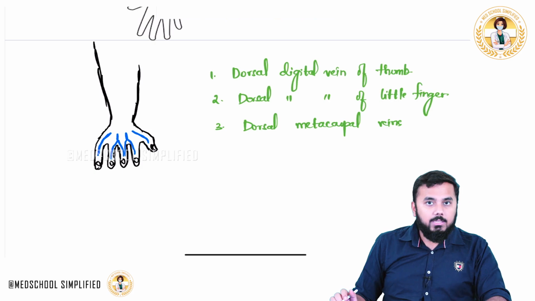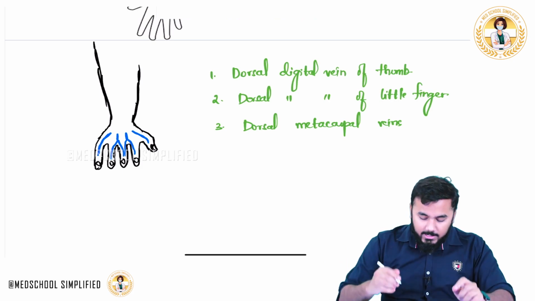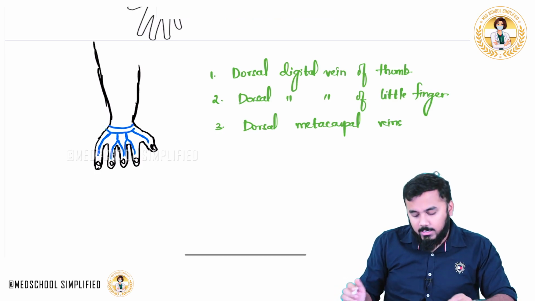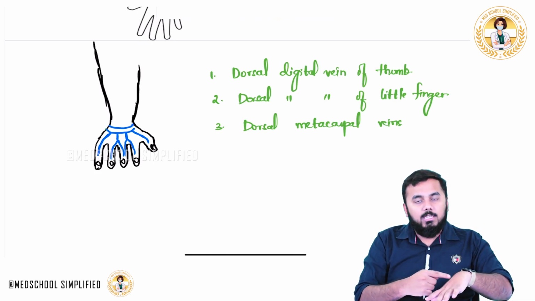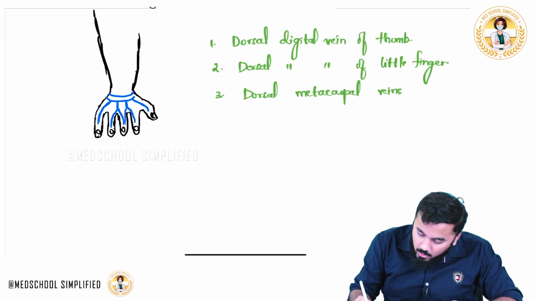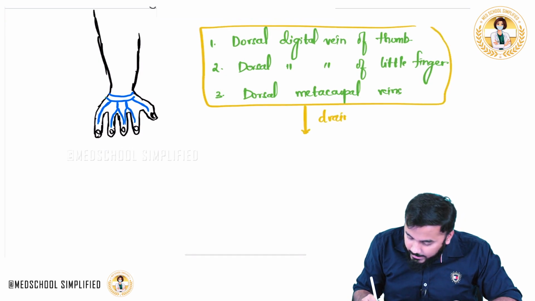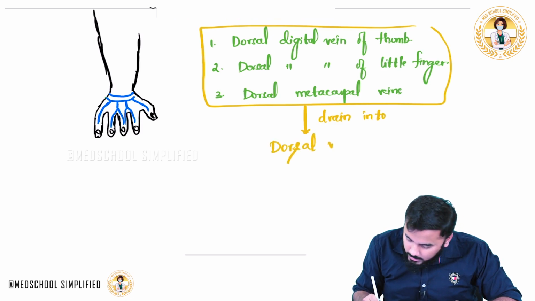So all of these veins, where do they drain? They drain onto dorsal venous arch. Look here. All of these veins, they drain into an arch like this, which is located here. There is an arch that is located here. So this arch is called as a dorsal venous arch. Okay. So this arch which I have drawn here, all of them, they drain into dorsal venous arch.